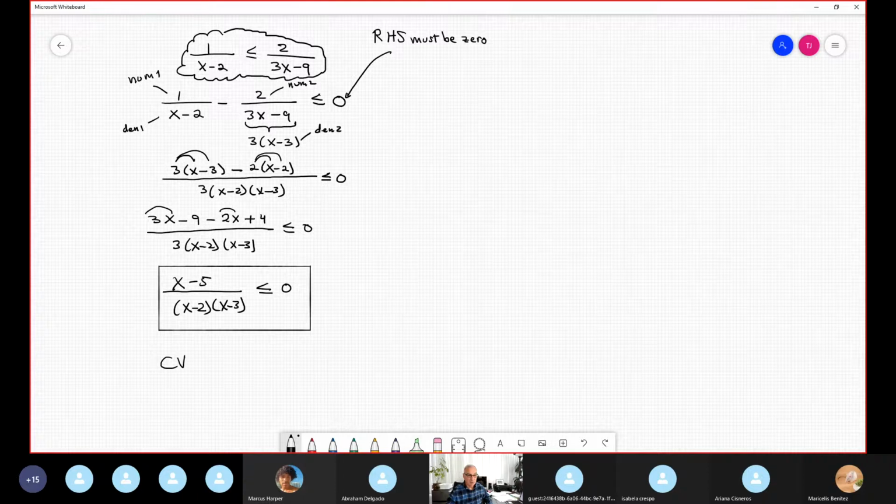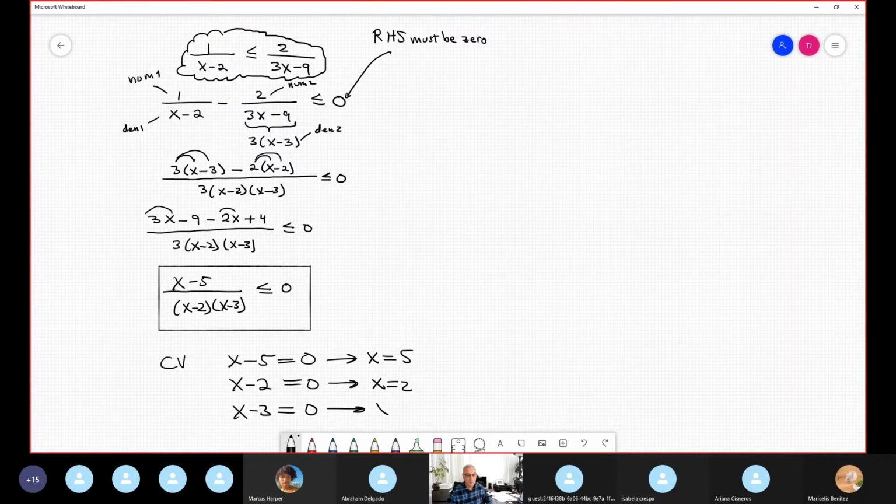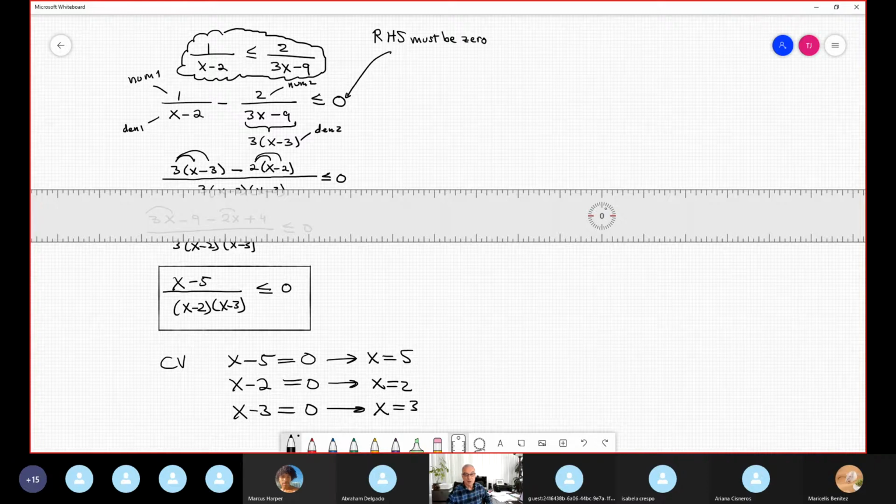Okay, critical value. Critical value is the zero of the numerator and denominator. X minus 5 equals 0, x is 5. Es obvio que 5. We are doing partition at 5. X minus 2 equals 0, x equals 2. Another partition at 2. X minus 3 equals 0, another partition at 3. Wow, easy. 2, 3, 5. I create my real number line.